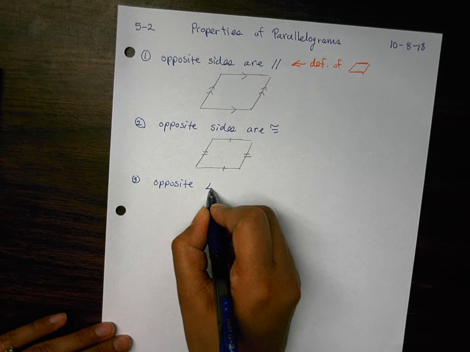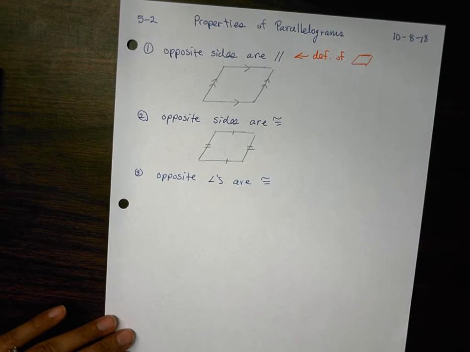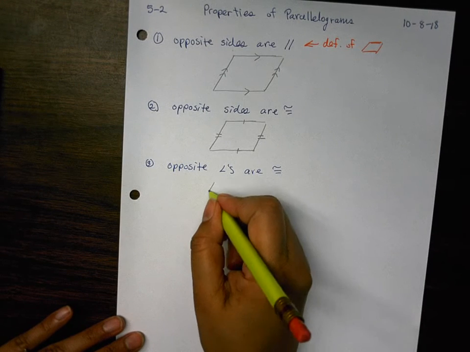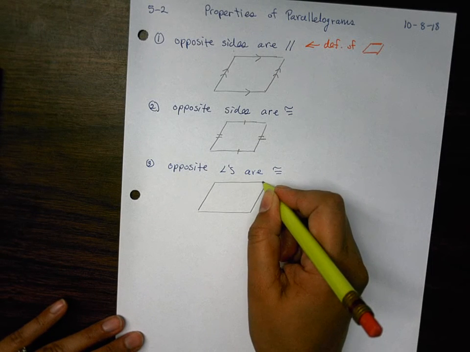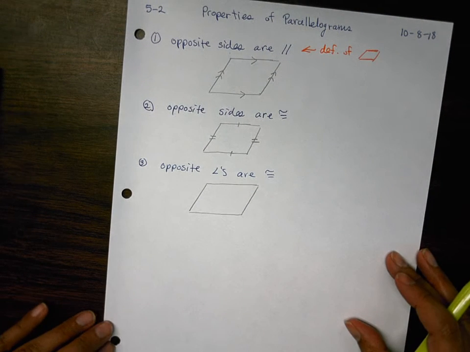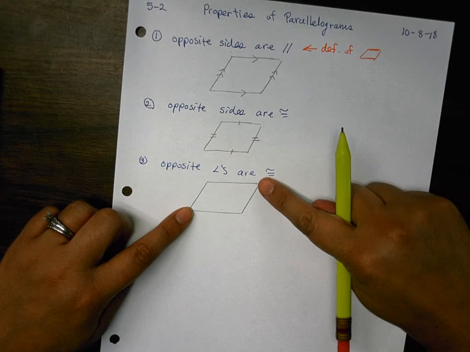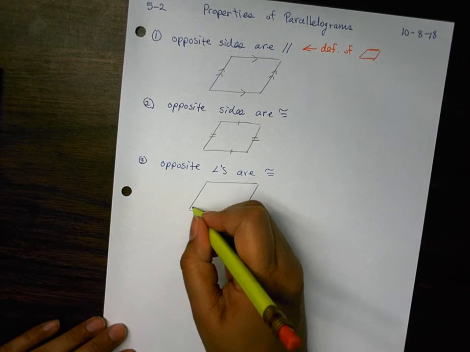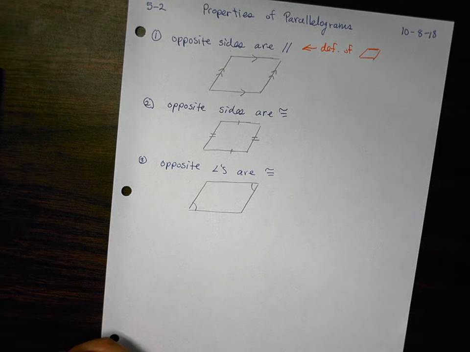Number 3, opposite angles are congruent. Not only are opposite sides congruent, but opposite angles are also congruent. What does that mean? Let's draw our picture down. Okay, this angle and this one here are considered opposite angles. Angle congruent to its opposite angle.